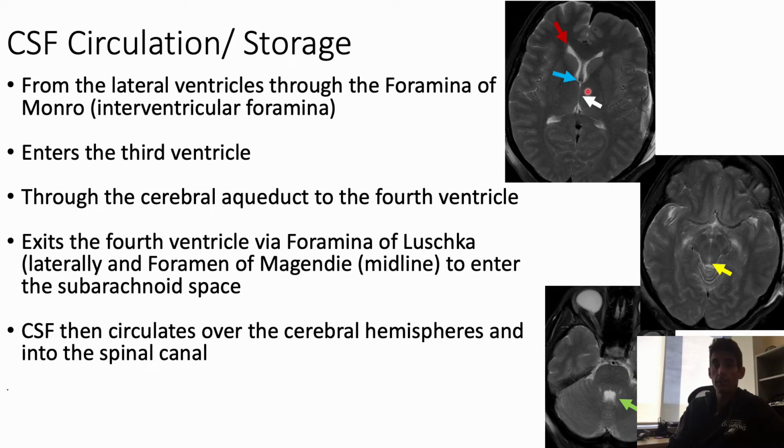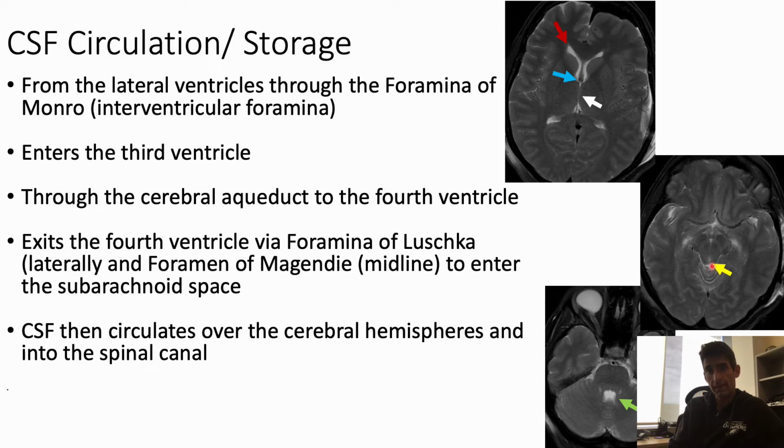And those are the interventricular foramina. From there, it enters the third ventricle here, which is the white arrow. So the foramina of Monro, the blue arrow, the third ventricle is the white arrow. And in a normal patient, the third ventricle is small. It's like a slit. And the fluid goes through that third ventricle and then enters what's called the aqueduct of Sylvius, which is here, or the cerebral aqueduct.